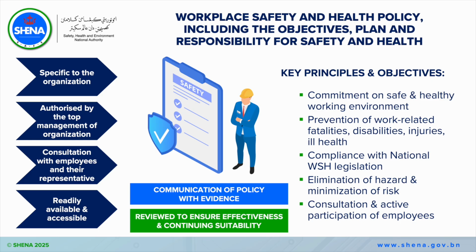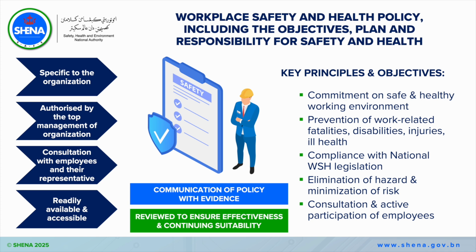One of the fundamental elements of an effective workplace safety health management system is a clearly defined workplace safety and health policy, including objectives, plan, and responsibility for safety and health, which sets a direction for safety and health within the organization. A good workplace safety health policy must be specific to the organization's operation, scale, and risk, formally authorized by top management, demonstrating leadership commitment, developed in consultation with employees and their representatives, ensuring relevance and buy-in, and readily available and accessible to all workers, including contractors and visitors.